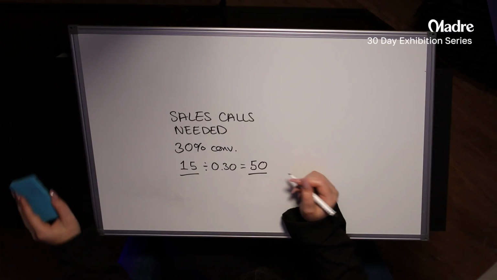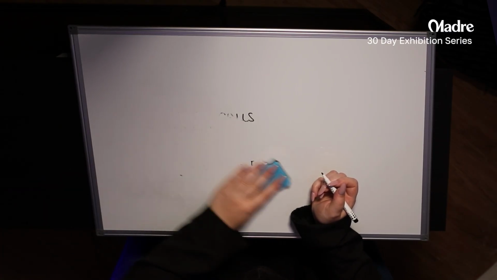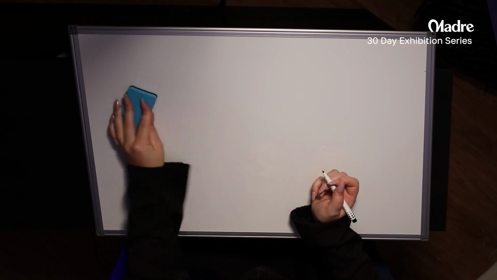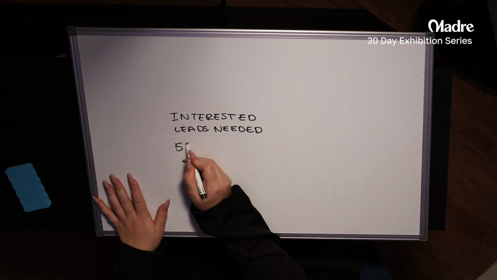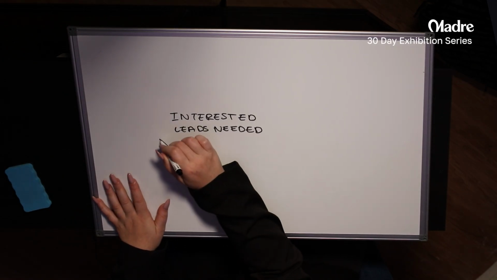Now, a fair warning is that as we go through this funnel, the numbers do get progressively higher. So the next thing that we are going to look at is not the sales calls, but actually the interested leads needed. So not everybody that says, I really like this, I want the equipment, actually is that interested. So a lot of it can be we're climbing up the wrong tree. So we need to know how many interested leads we need in order to convert into a sales call. So we know that we need 50 sales calls.